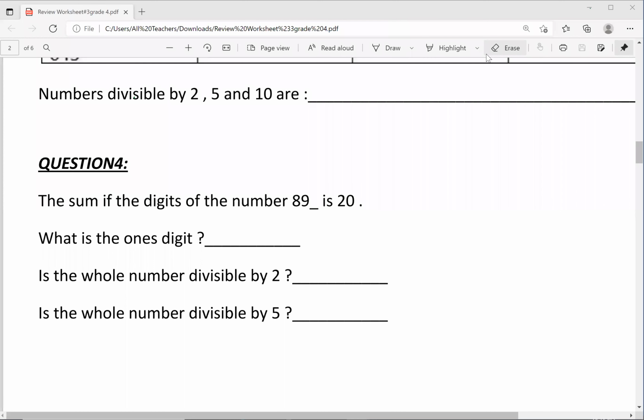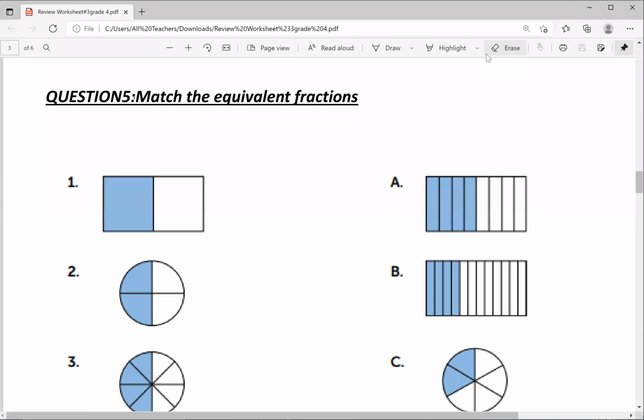So let us continue now. We'll talk about fractions.